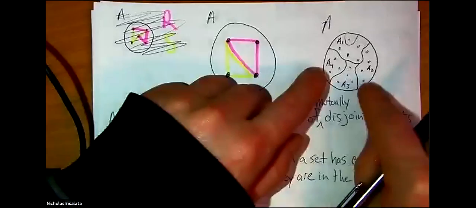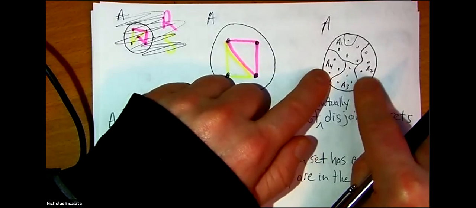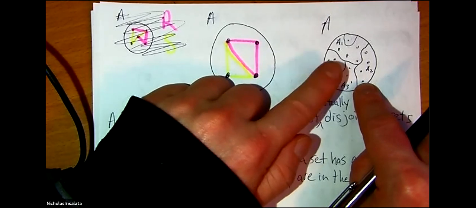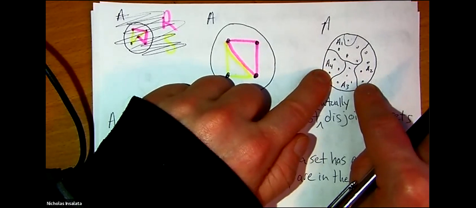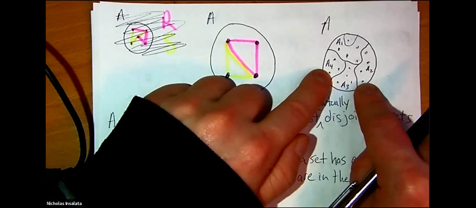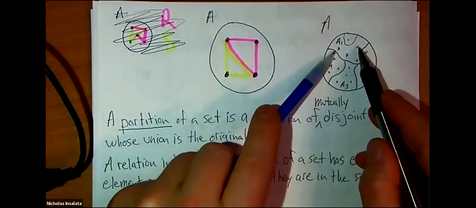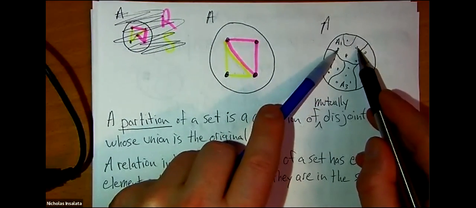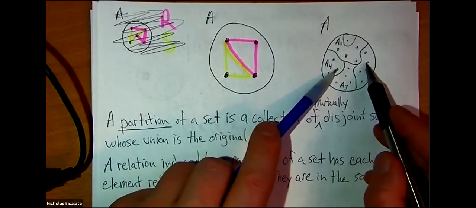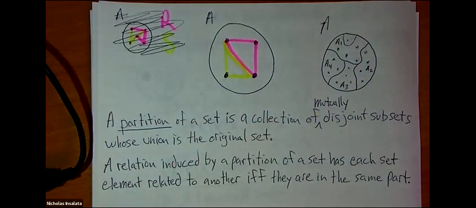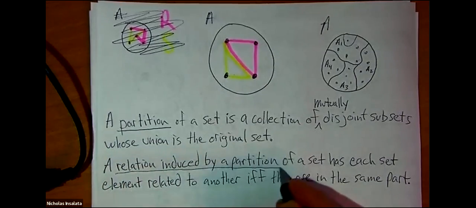Okay, so if I take these two points right here, this one in A4 and this one in A2, if we're talking about the relation induced by this partition, would these two points be related? No. What if I took these two points? Yes, because they're both in A1. If I took these two points, they would not be related because that one's in A4, this one's in A2, and so on. So that's the relation induced by a partition.